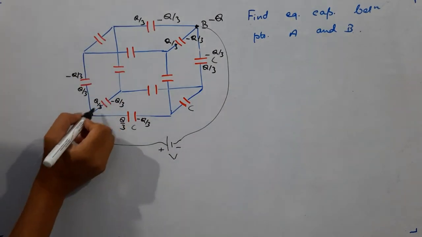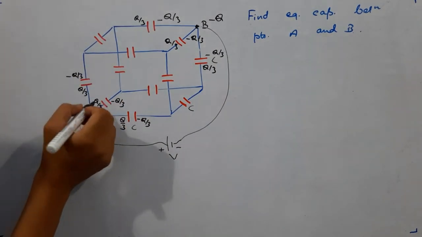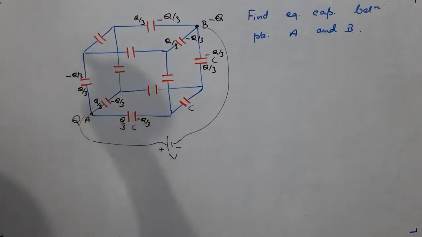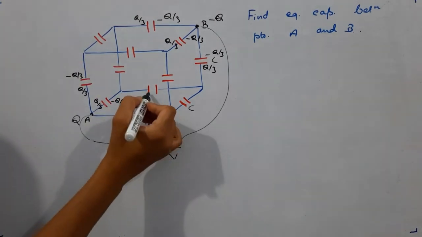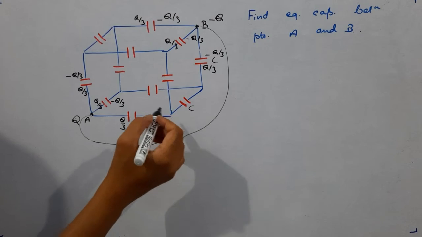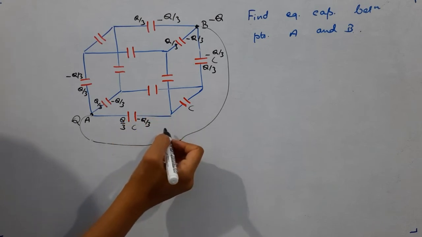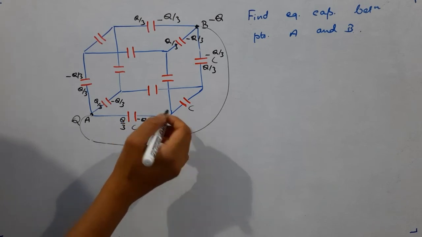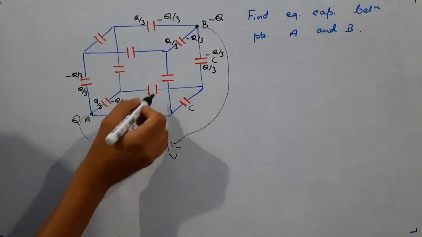Now this charge Q by 3 will result in some distribution of charges over here. What should be their values? Let's see that. For finding charges on the other capacitors, we will again use concept of symmetry. Suppose we wish to find the charge on this plate. Now you see, or this plate, you see this one. You can choose any pair.